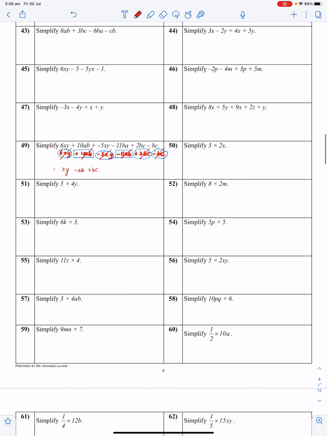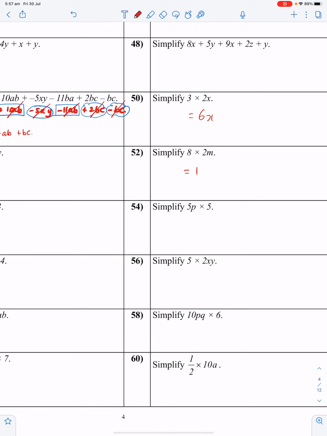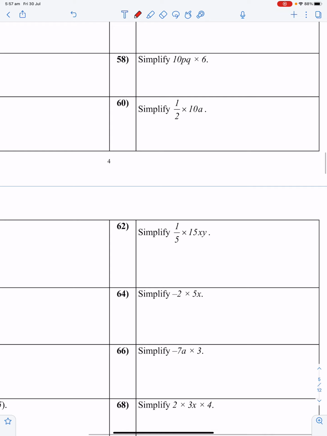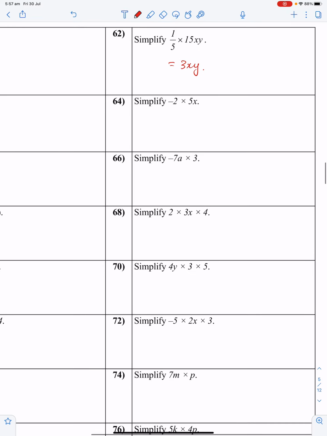Back to the right hand column now, question 50. 3 times 2x is 6x. 8 times 2m is 16m. Question 60. A half times 10a. Well, a half times 10 is 5, so 5a. Question 62. 1 over 5 times 15 is 3, so the answer is 3xy. Question 64, minus 2 times 5x is minus 10x.